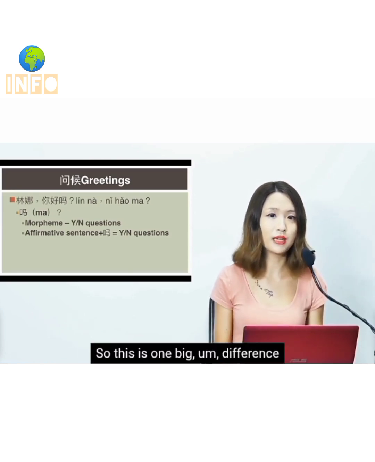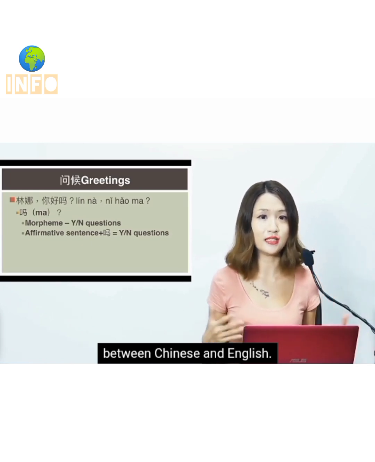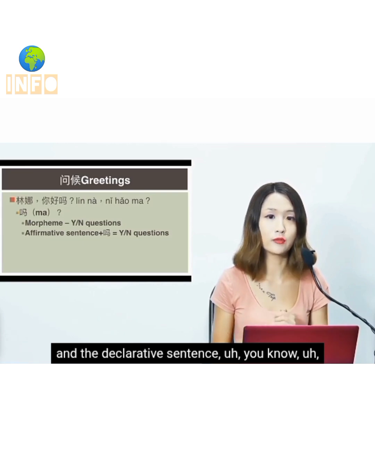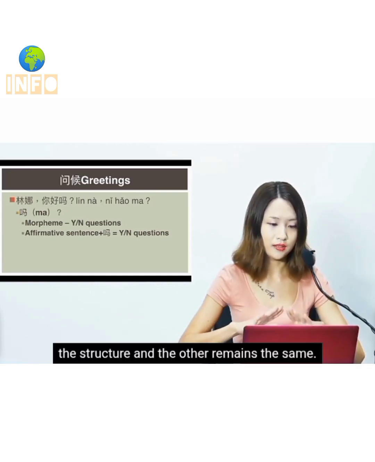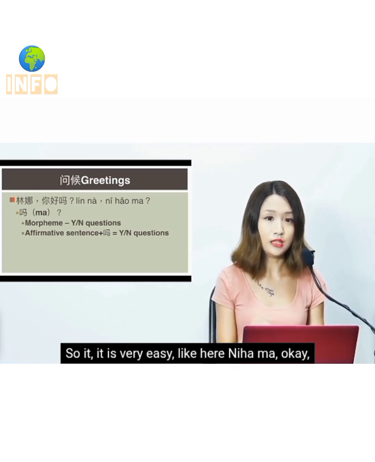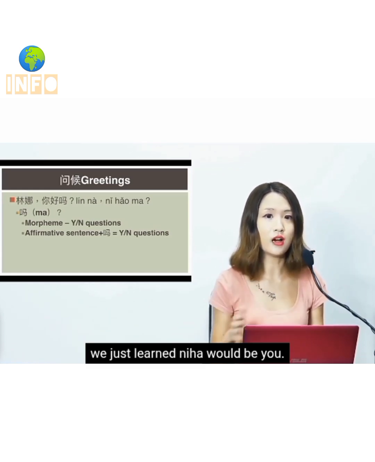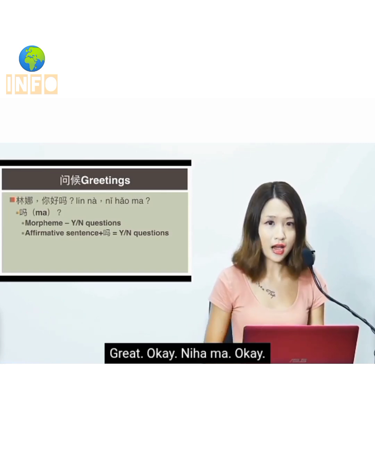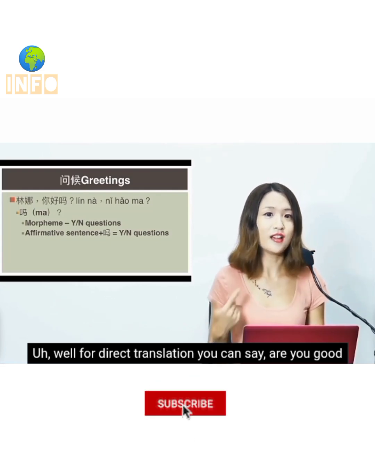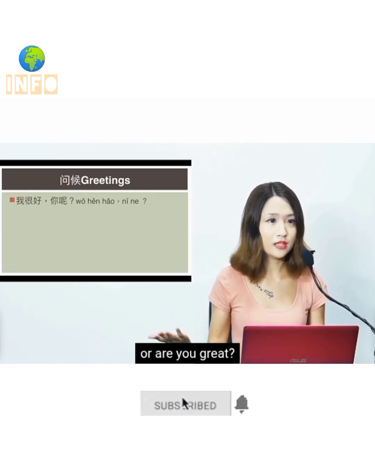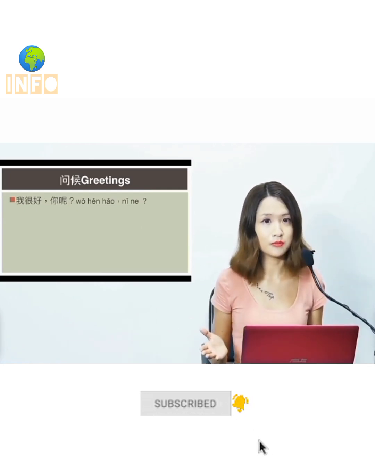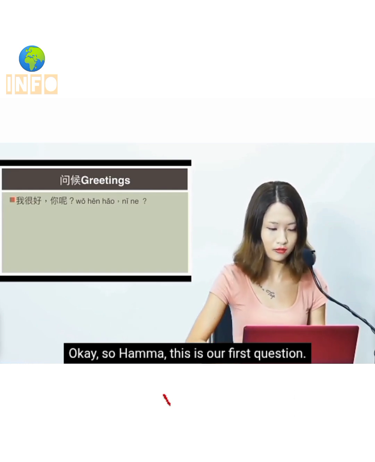Okay, so this is one big difference between Chinese and English. So for Chinese, question and declarative sentence, the structure and the order remains the same. So it is very easy. Like here, 你好吗? Okay, we just learned 你好 would be you great. Okay, 你好吗? Well, for direct translation, you can say, are you good or are you great? But here would be like, how are you doing? Or like, how are you? Okay, so 你好吗? This is our first question.